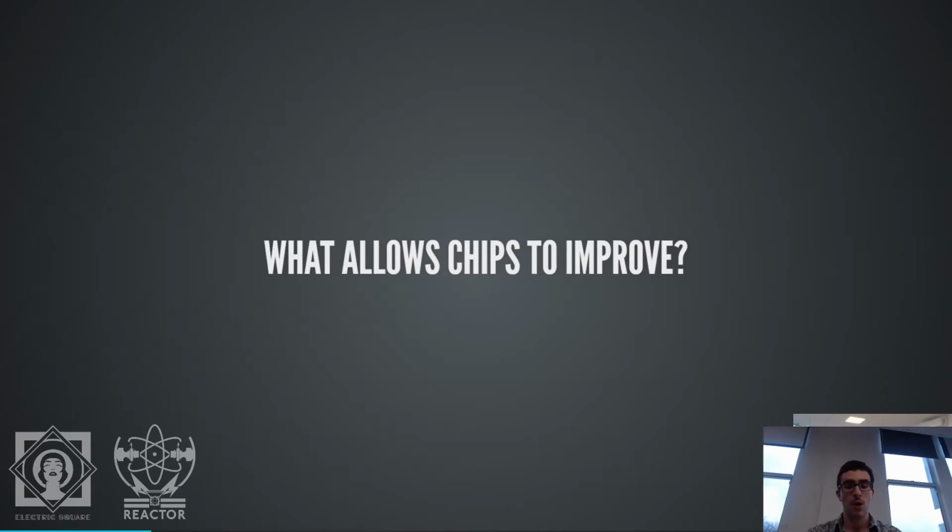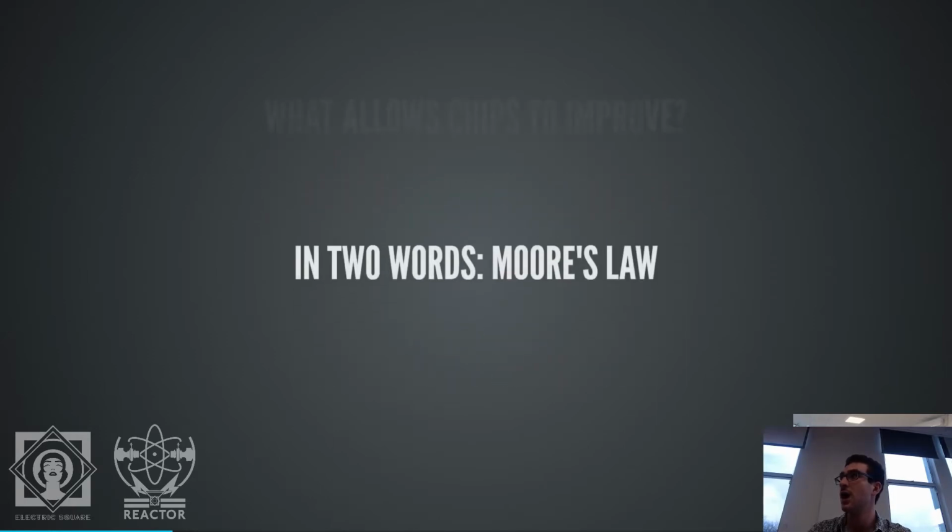So what allows chips to get better? Obviously, the chips we have today are very different from the chips we had 20, 30, 40 years ago. And they've improved faster than possibly you could have imagined if you haven't been living through this transformational process of technological explosion in CPU hardware. So we'll go into that, right? Two words, Moore's law.